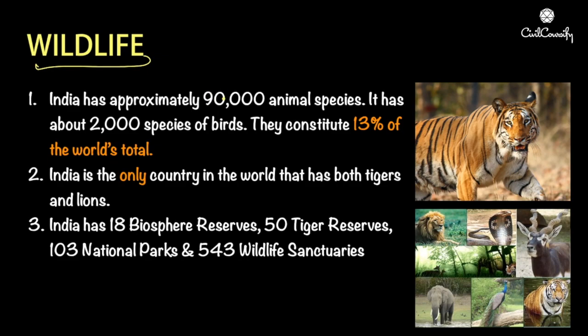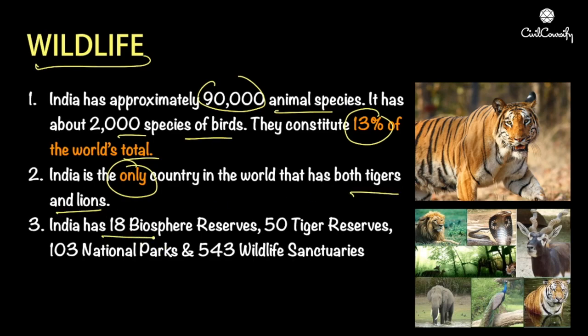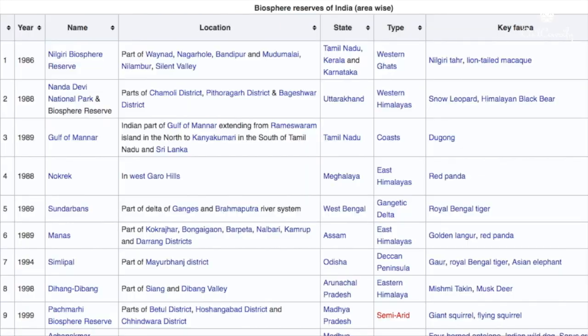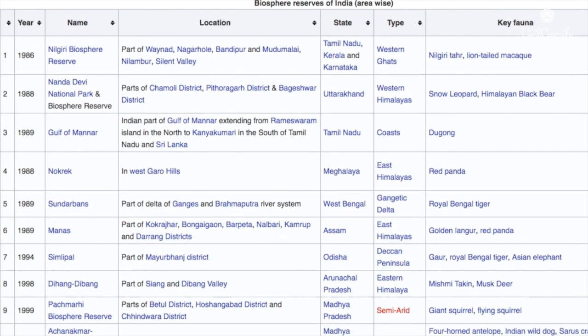India has approximately, as we've already discussed, 90,000 animal species. It has 2,000 species of birds. They constitute about 13% of the world's total. India is the only country in the world that has both tigers and lions. Now India has 18 biosphere reserves, 50 tiger reserves, 103 national parks and 543 wildlife sanctuaries, out of which 50 are tiger reserves. This is the list of the biosphere reserves of India.